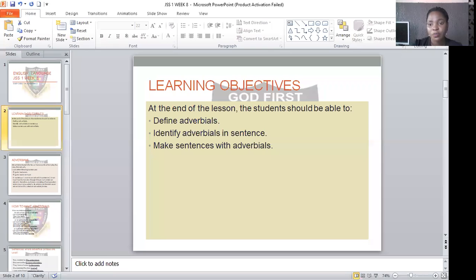Before we move on, I'd like to share our learning objectives for this class with you. At the end of this lesson, you should be able to define adverbials. Also, you should be able to identify adverbials in sentences. And lastly, you should be able to make sentences with adverbials.